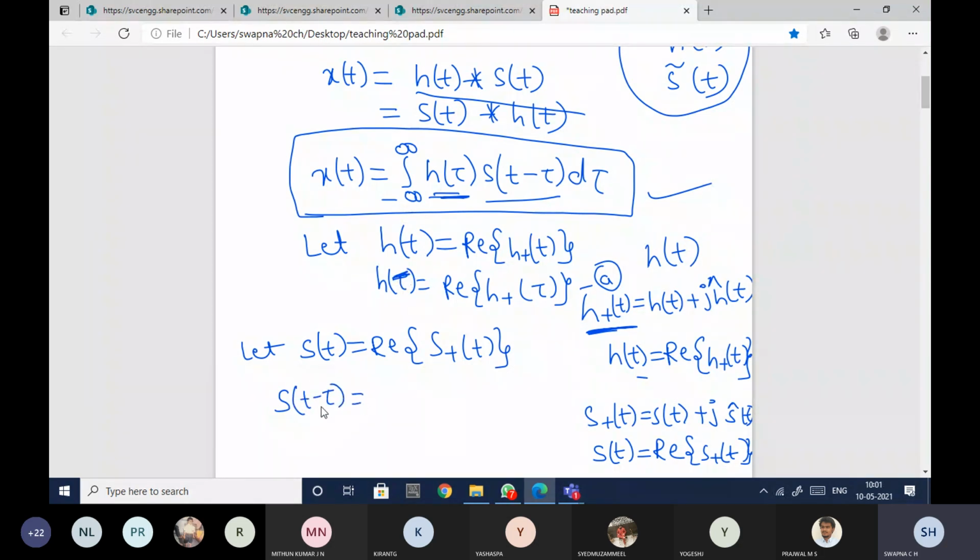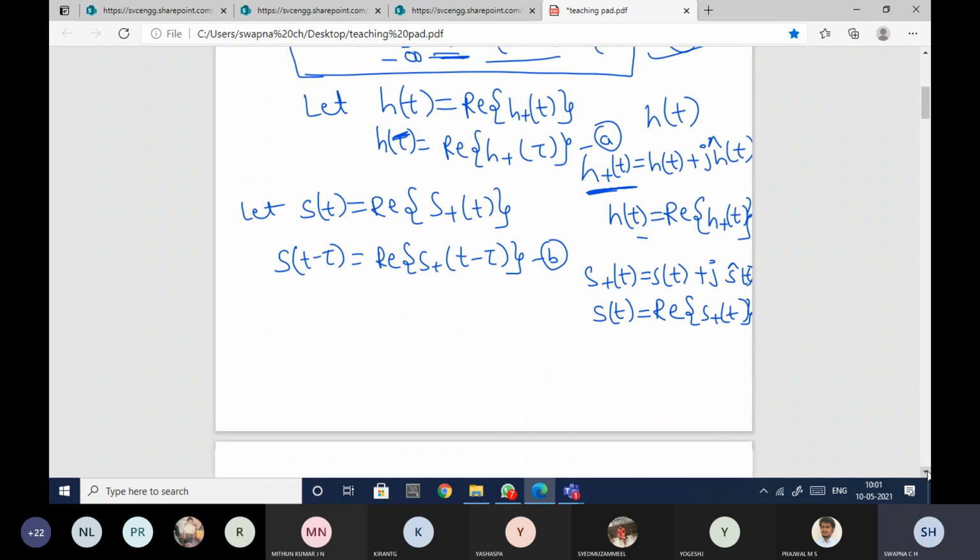So wherever I have t, I will replace with t minus tau. So I will write it as Re of s plus of t minus tau. Okay, so let me substitute this. This I'll consider as b, and this I'll consider as equation 1. Let us substitute a and b in equation 1.